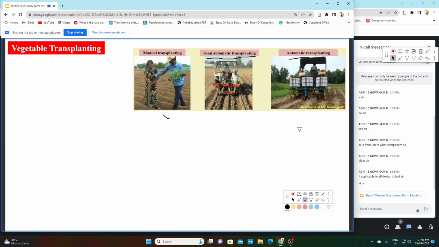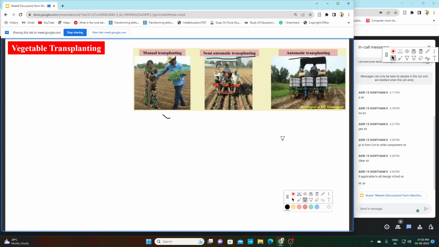So again I am repeating, in farm machinery we receive power from three sources. One is human, second is animal, third is mechanical or electrical. Now in case of transplanting we are not using the second type of power, that is animal power. Why are we not using that? Because this transplanting is a very precise operation. That is why we are not using animal power. So we are using two types of power: manual or human power, and mechanical power.